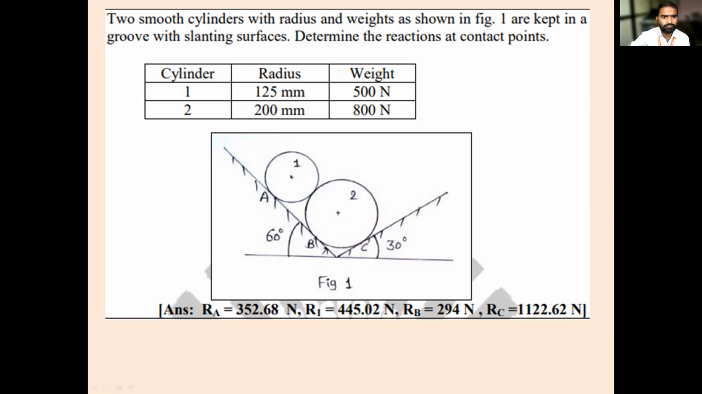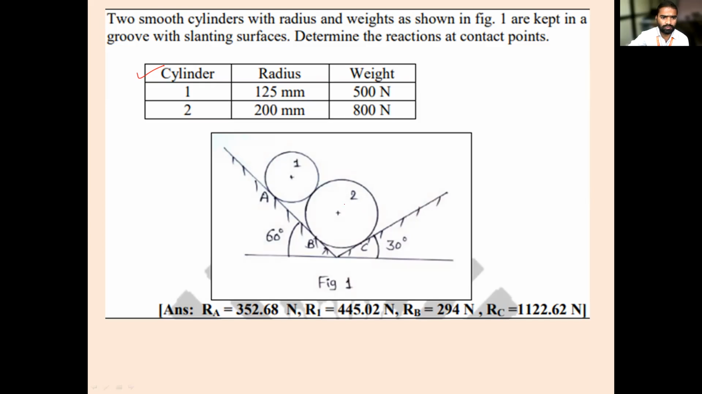Is it clear? Okay, so take down this cylinder. Cylinder 1, cylinder 2, radius is 1.125 mm and 200 mm. The weight of the first one is 500 Newton and the second is 800 Newton. So the first cylinder is denoted.